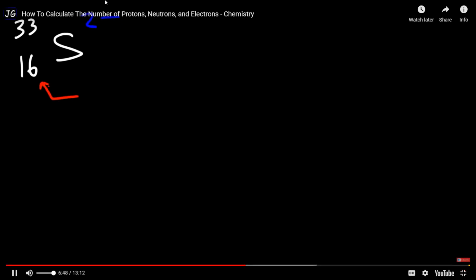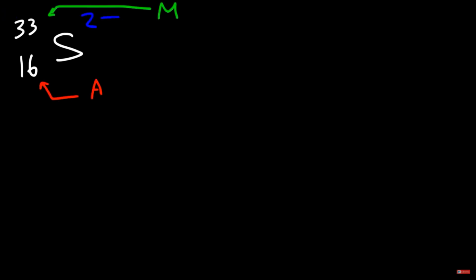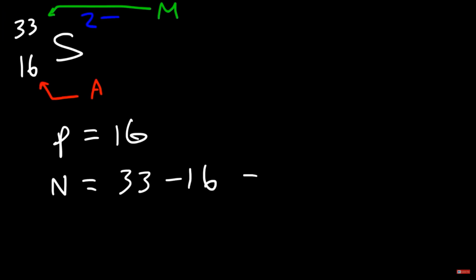Now let's try a negatively charged anion. So this is the sulfide ion. And let's calculate the number of protons, neutrons, and electrons. So we have an atomic number of 16 and a mass number of 33. So the number of protons, just like before, is equal to the atomic number. So that's 16. The number of neutrons is the difference between the mass number and the atomic number. So 33 minus 16. So we have 17 for this example.